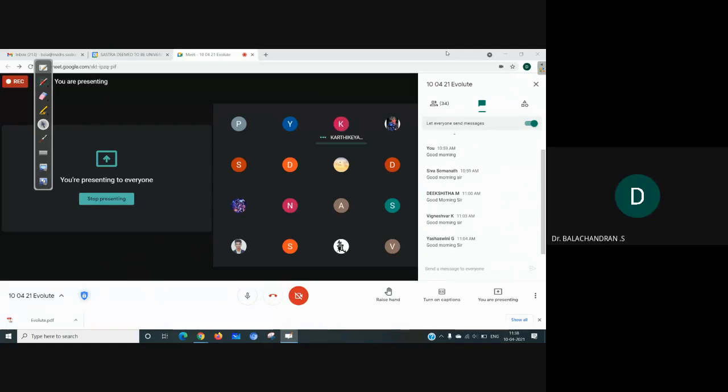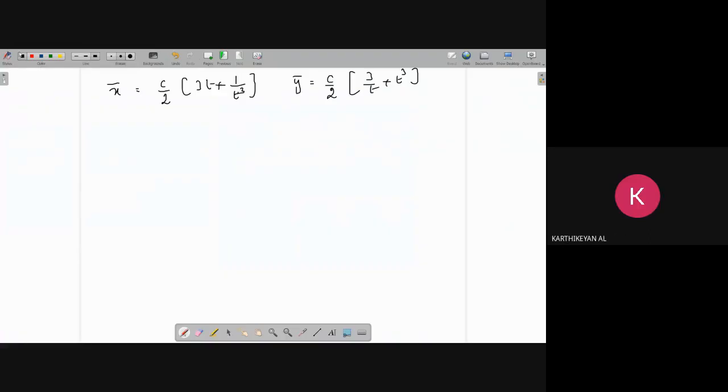Sir. What is your name? Karthikeyan. Okay, Karthikeyan. Sir, if we add both the equations, we will get 3 plus 1 by t the whole cube, so t plus 1 by t. Then we can eliminate, right? Then we can take a common. Okay, x bar plus y bar, you'll have C by 2 into t plus 1 by t whole cube.